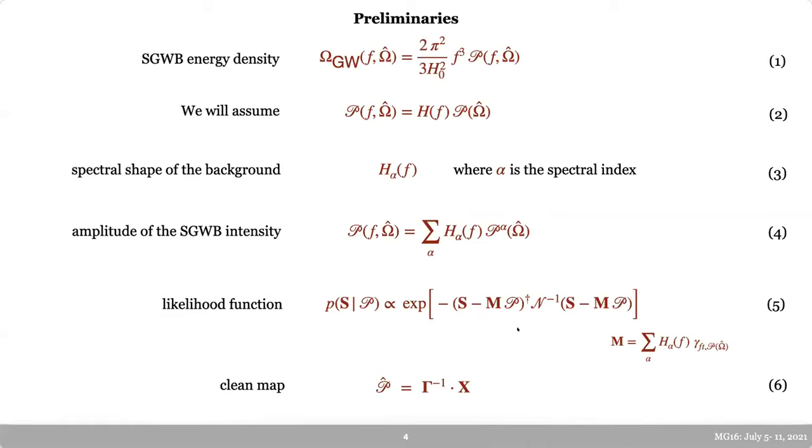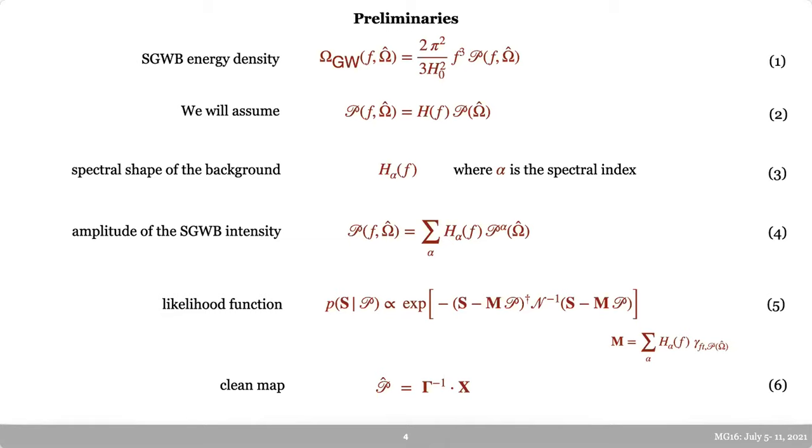So the question is how to extract the components if there are multiple. Just like we showed in the previous slide, the function P(f, Ω) is characterized by H(f), the spectral shape, and the spatial distribution. Let us consider the case where there are multiple components. That means there are multiple spectral shapes of the background, H_α(f), where α denotes the spectral index corresponding to individual source components. In that case, we can rewrite equation 2 in terms of a summation over these different spectral shapes of the background contributed by multiple sources.